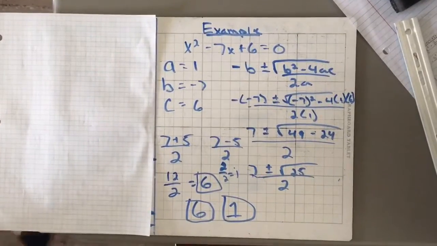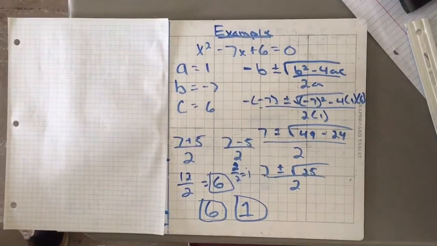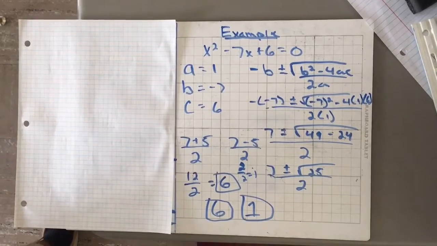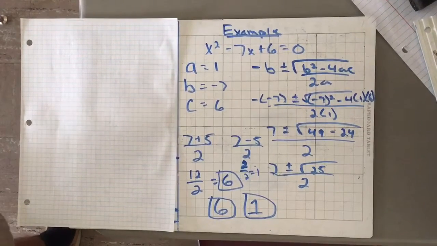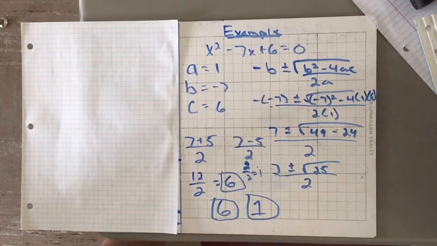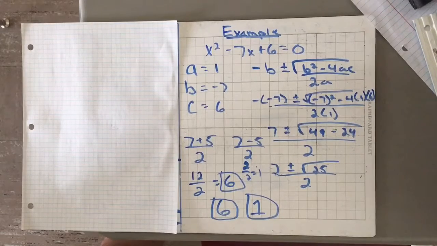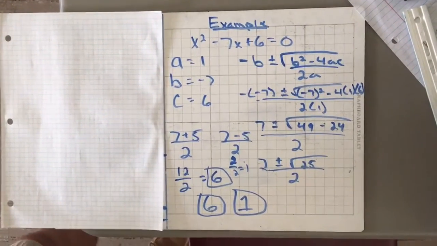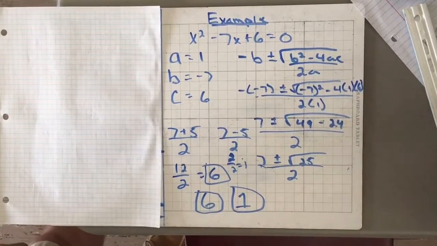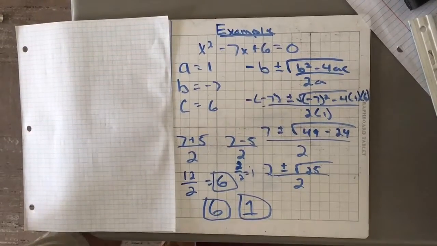An equation which could be used for the quadratic formula would be x squared minus 7x plus 6 equals 0. In this equation, a would equal 1, b would equal negative 7, and c would equal 6. You would plug this in the quadratic formula, which is negative b plus or minus the square root of b squared minus 4ac all over 2a. You would plug in the b, which would be negative 7, so negative negative 7 plus or minus the square root of negative 7 squared minus 4 times 1 times 6.